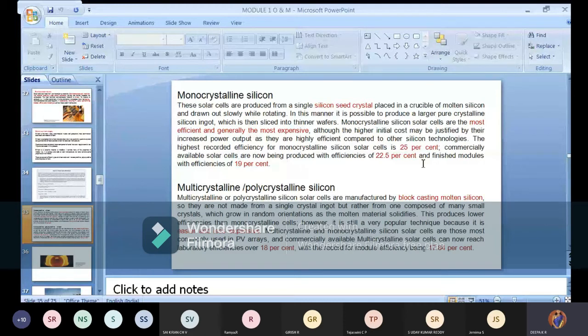Silicon cells is 25%. And commercially, whatever we are using, we are getting an output of 22.5%, and completely finished modules with efficiency of 19%. And maybe you may get a question that your efficiency is very less, but still they are saying more efficient. This is not like your transformer to get 99.9% of output.